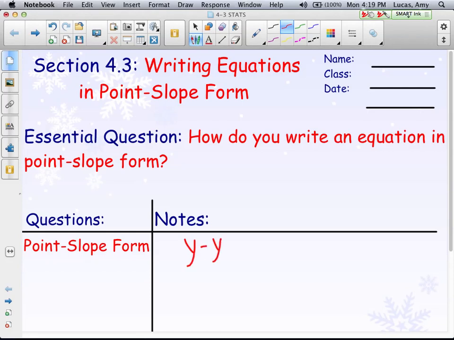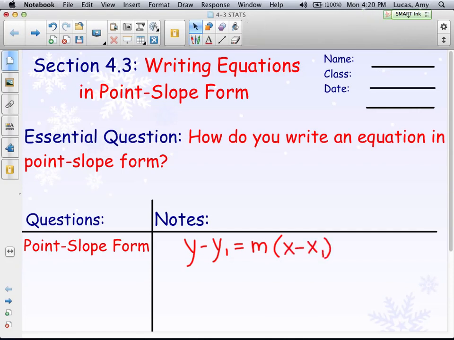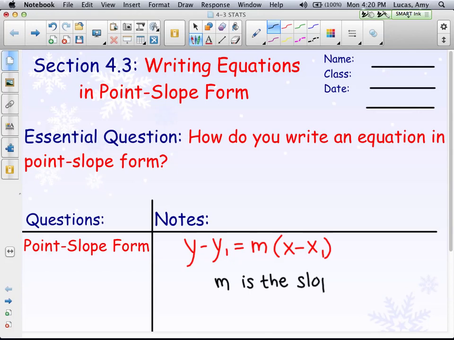Point-slope looks like this. y minus y1 equals m times x minus x1 in parentheses. The letter m is the slope. So that's the same as what we use in slope-intercept form. And then the x1 and y1, think about when we use our slope formula, the x1, y1 are the point that's on the line.